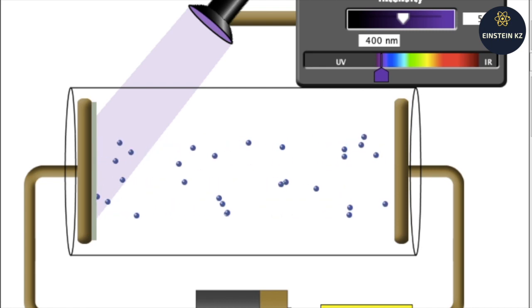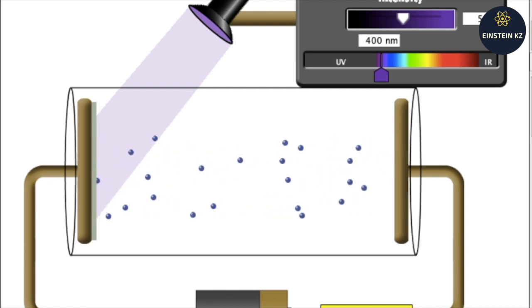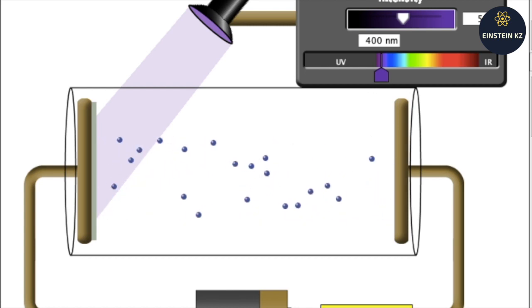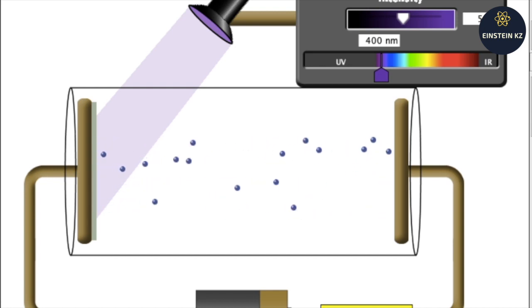So now let's study how the light frequency affects the photoelectric effect. Here on the control panel we can see the wavelengths of the light. On this side we have infrared light, and on the left side we have ultraviolet. So logically we can conclude that on the right side we have lower energy and on the left side higher energy electromagnetic waves. If we move this adjuster to the left side, we will see how the light frequency affects the photoelectric effect.